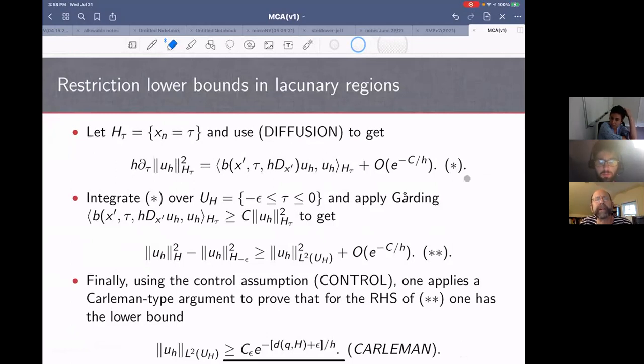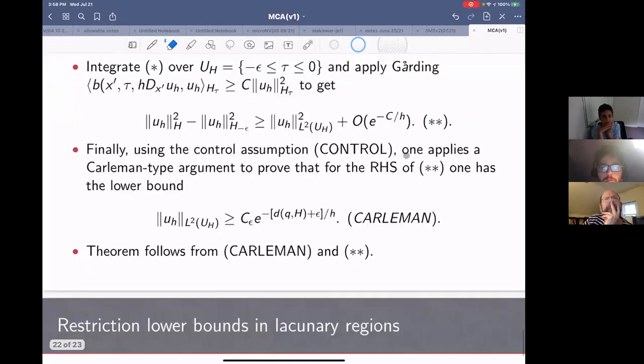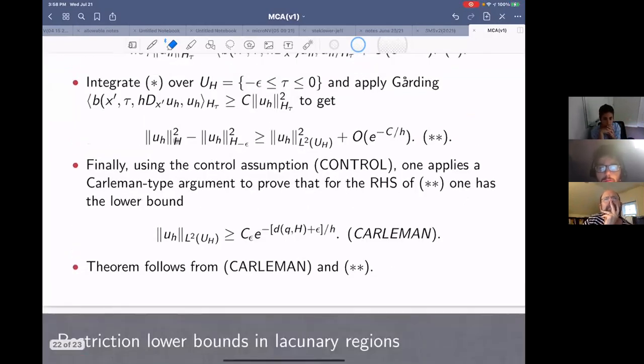So what I do now is I just integrate over this thin little Fermi tube around h. Right, and when you do that, you use the fact that you have Gårding estimates tangentially because B is elliptic in psi prime. So you've got Gårding estimates for the B term on the right-hand side of star. You integrate and you get double star, which is a very simple identity. So this directly relates L2 restriction along H to the L2 mass in the thin Fermi tube on the right-hand side, double star.